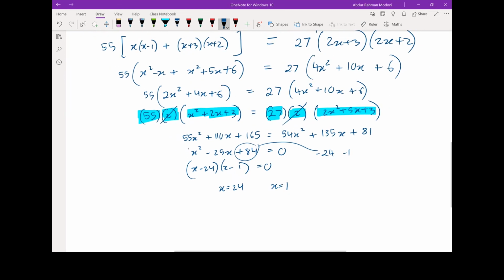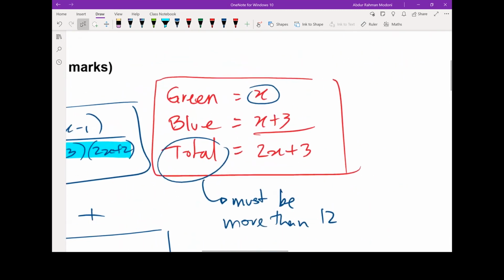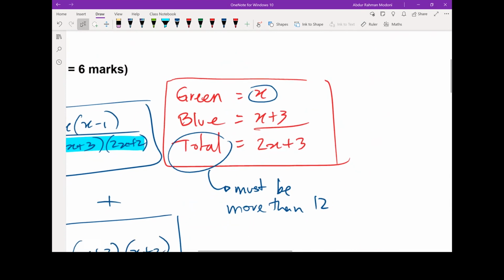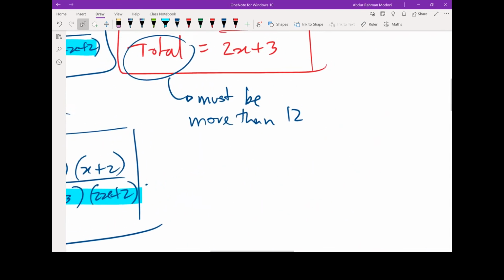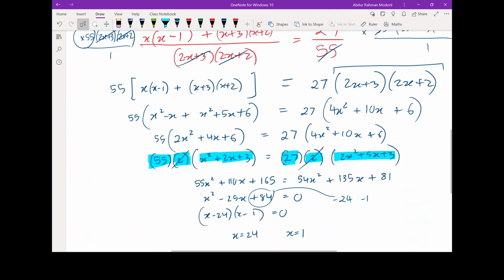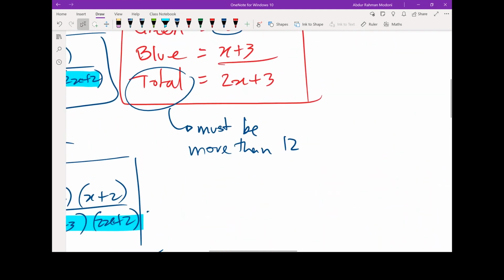We go back to our question. Since we've got 2 answers, surely we can't have 2 numbers for green. It's got to be either one or the other. There's a piece of information that says the total must be more than 12. If we went with x being 1, the total would not come to more than 12. We can check that because we'll have 2 lots of 1 plus 3, which is 5. So that is obviously wrong.